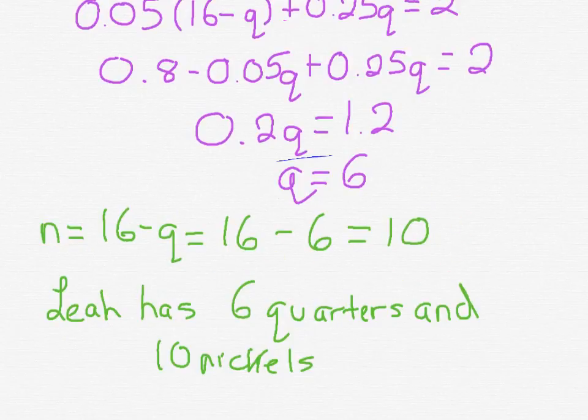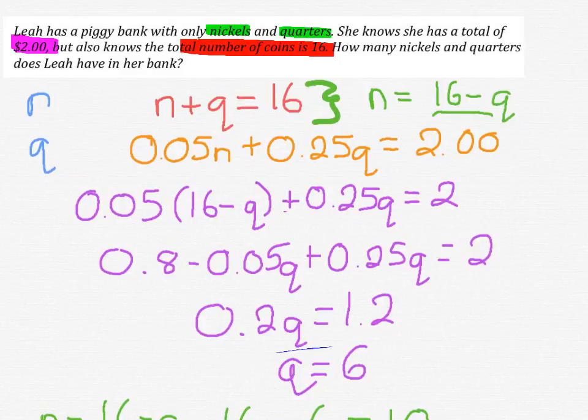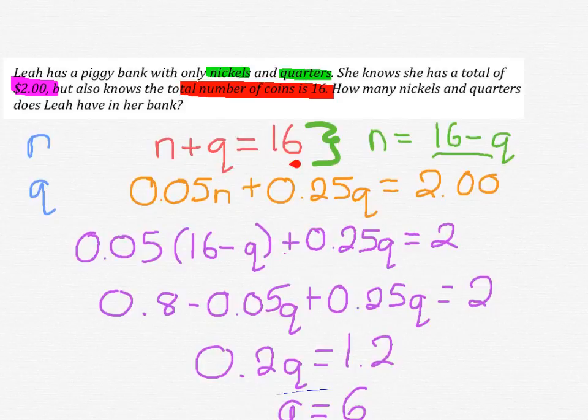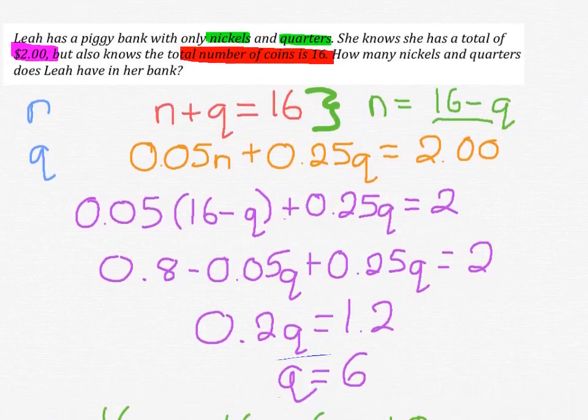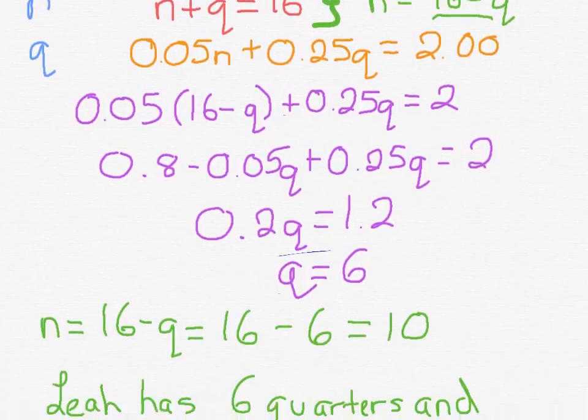If you want to check your work, you could plug these numbers into this equation here, or into this equation here, and I guarantee you that N plus Q is going to be 16, and this equation is also going to be equal to $2. And that's it.